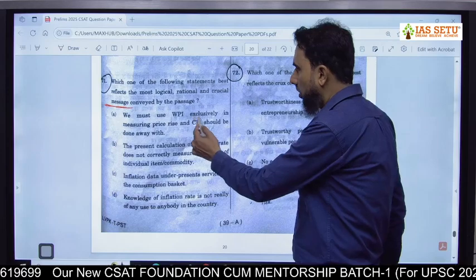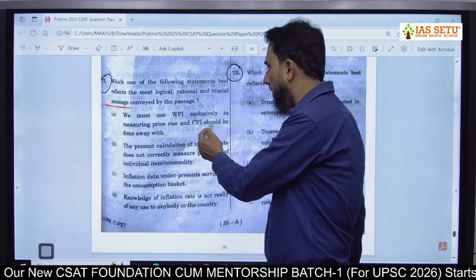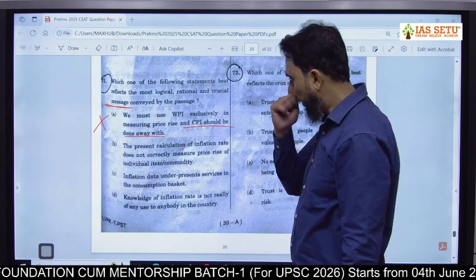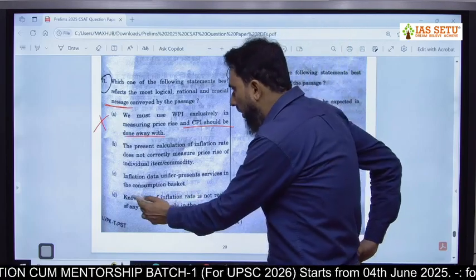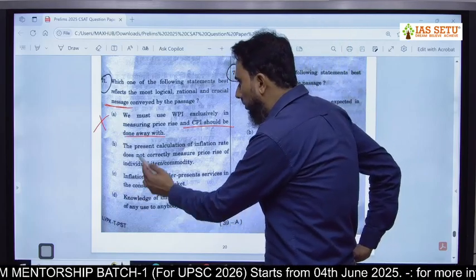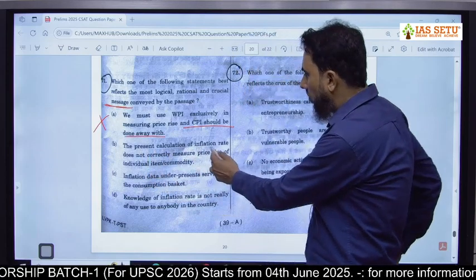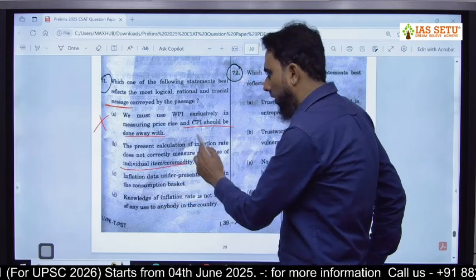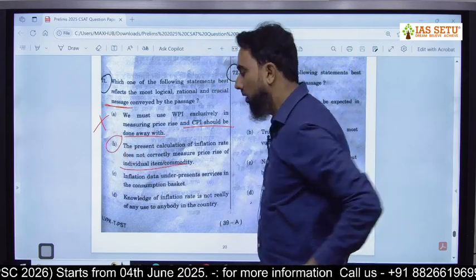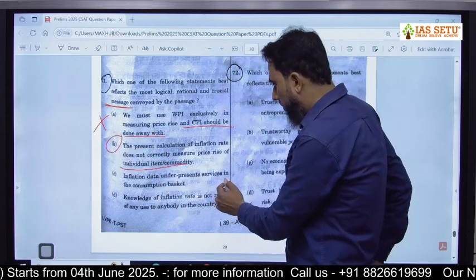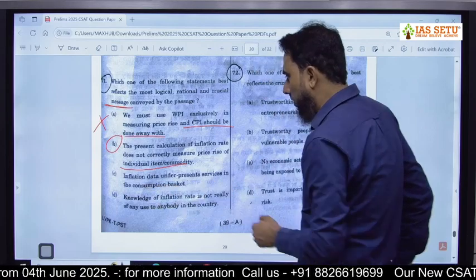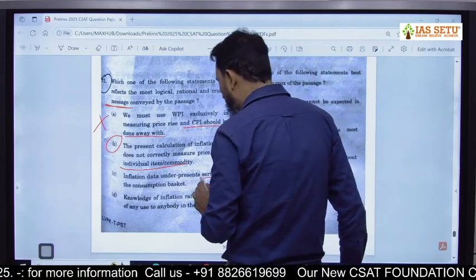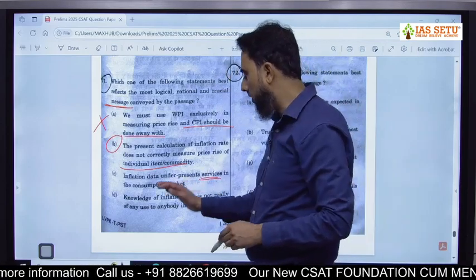A says we must use WPI exclusively in measuring price rise and CPI should be done away with. Again, the author has nowhere given that. So A is out. Option B, the present calculation of inflation rate does not correctly measure price rise of individual item or commodity. Sounds good, we can hold it. C, inflation data underrepresents services in the consumption basket, but services are also given in the passage. So we cannot say that it underrepresents.